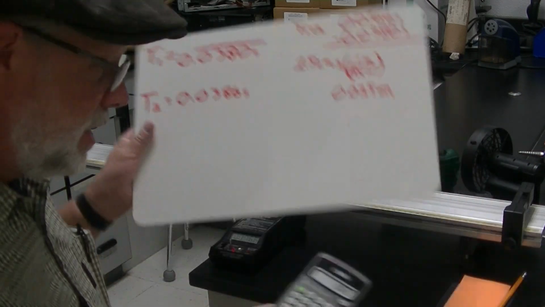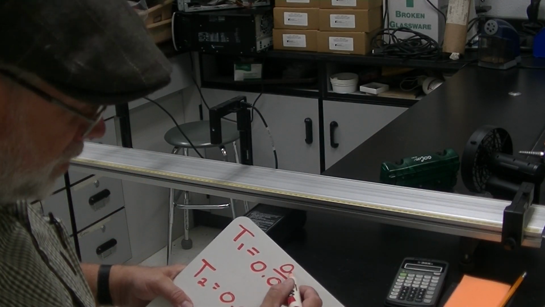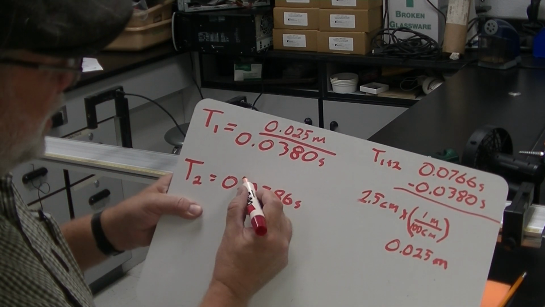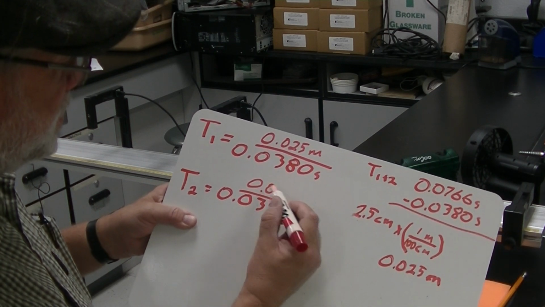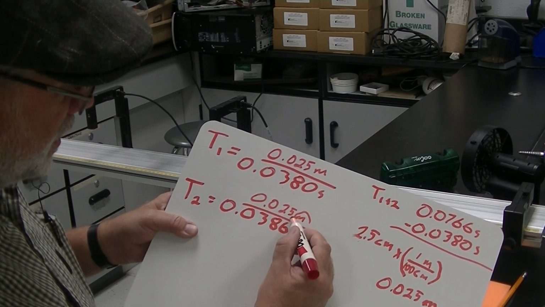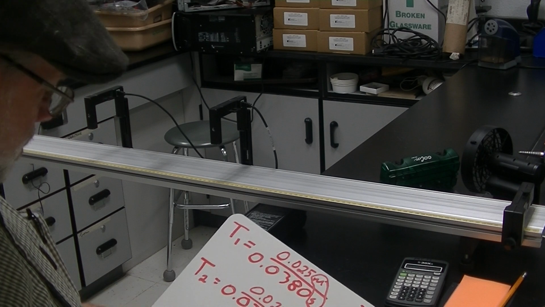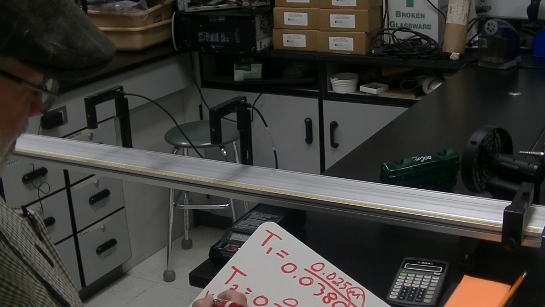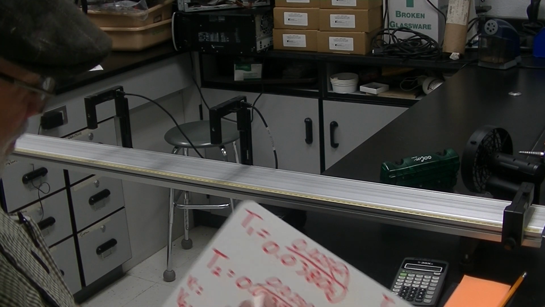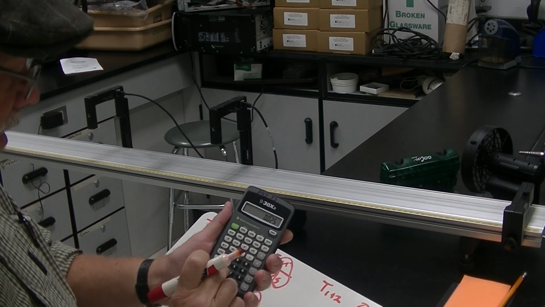That'll give me a velocity in the first and the second gate. So if I just do 0.025 meters in both cases, 0.025 meters, and I do this, notice it'll give me a velocity, meters per second, right? So then I could say initial velocity, final velocity. And I could do these quick as can be. 0.025, I'm storing that in memory.